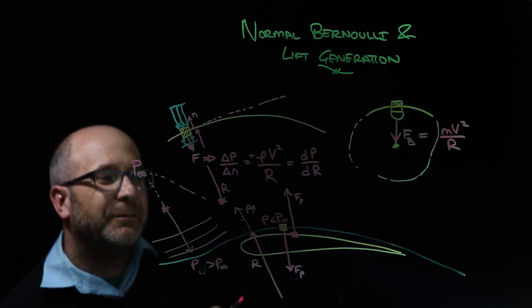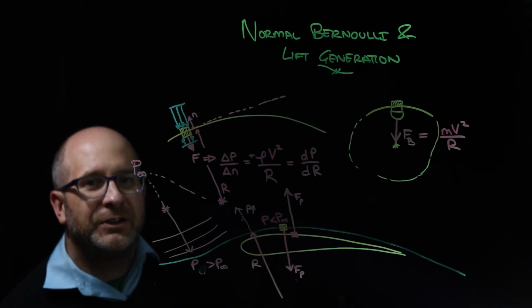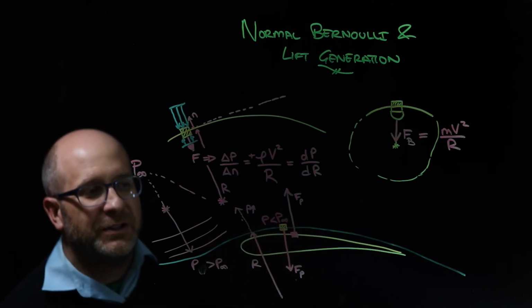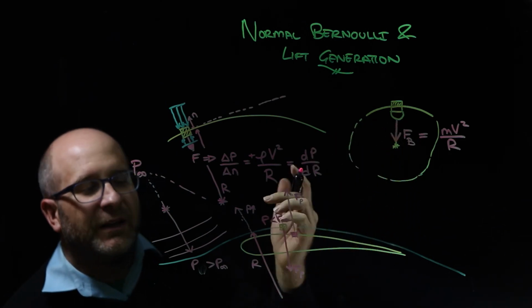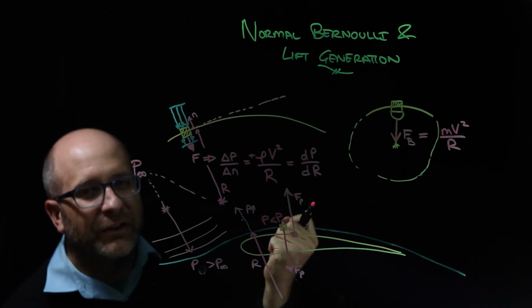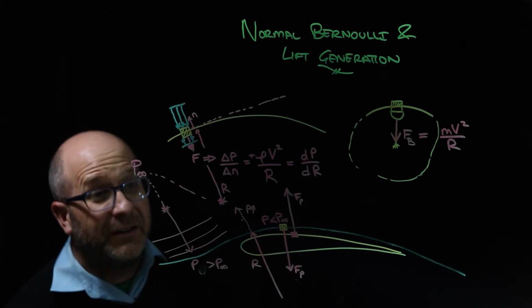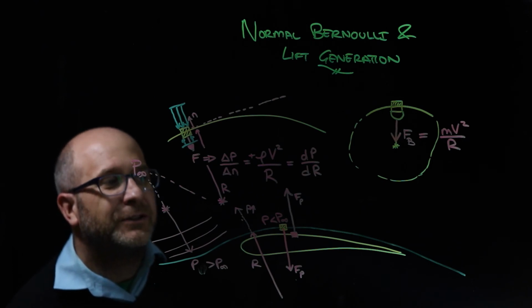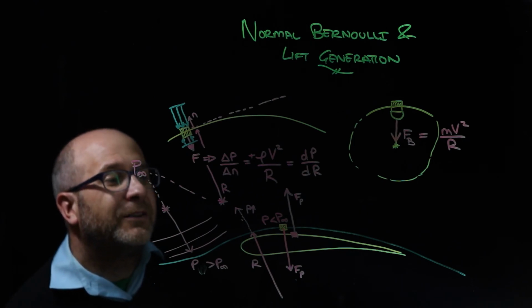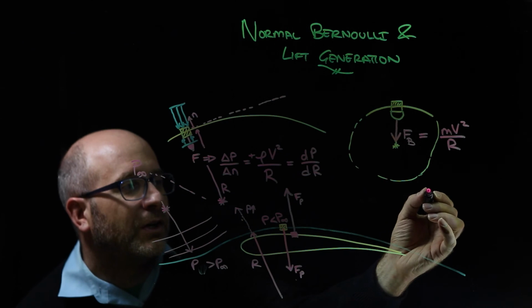So what this particular instance of Bernoulli equation gives us, or this normal Bernoulli equation tells us, is that any particle going through a curve is actually usually being pulled towards the center of that curve. And the pressure in a fluid is what causes that pull towards the center of curvature. So what's cool about this equation is you can take a look at a lot of different things.